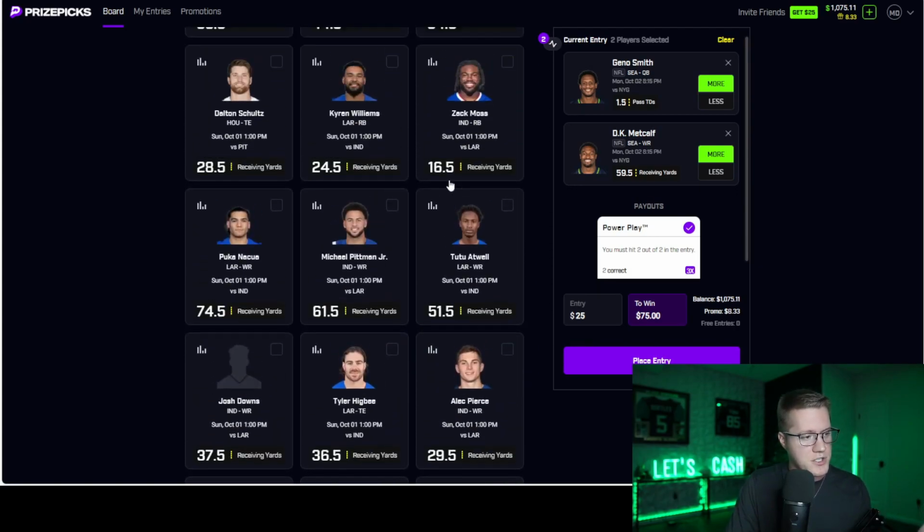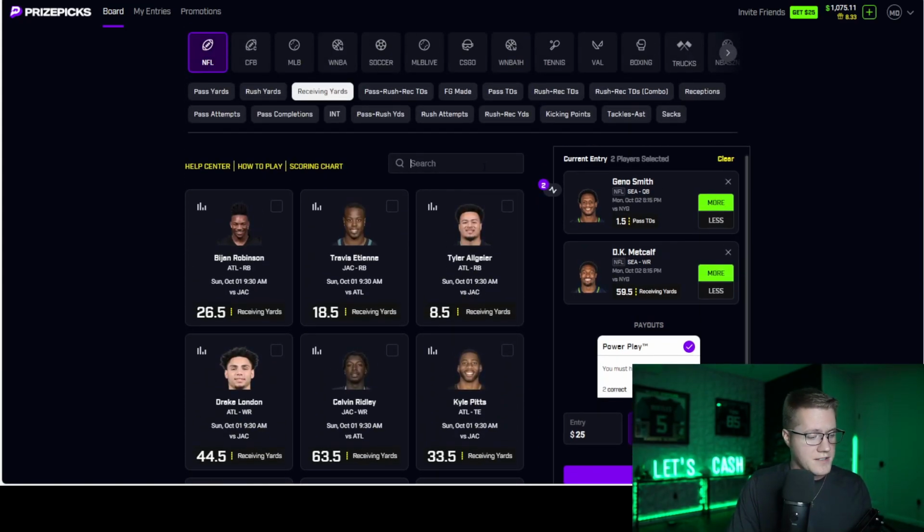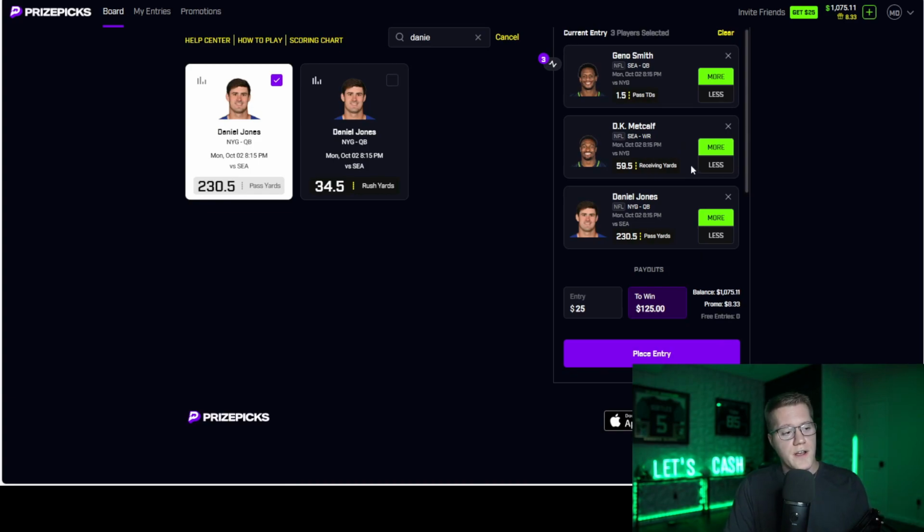Let's now switch over to Daniel Jones over 230.5 passing yards. Geno Smith over 1.5 passing touchdowns and Daniel Jones over 230.5 passing yards are very positively correlated, because the more likely that Geno Smith is to go over 1.5 passing touchdowns also impacts Daniel Jones's over of 230.5 passing yards, right? If they get into a shootout, they're going to positively affect each other's performances. And same thing with DK Metcalf. You guys get where I'm going with this. So having these three go over their projection is a lot more likely, a lot more positively correlated than just Geno Smith and DK Metcalf.